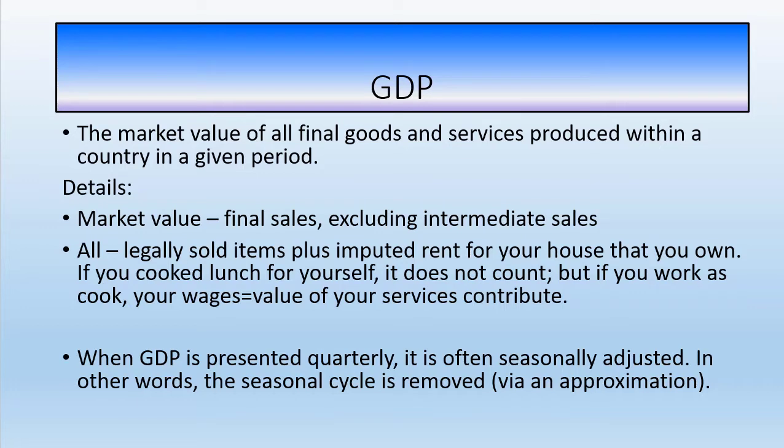And then we talk about the word all. It says all final goods and services. So we're talking about legally sold items, not illegally sold items, plus imputed rent for our house. If we own a house, we're not paying rent for it, but implicitly there's an expenditure for that. It's part of GDP. The government makes an attempt at computing rent for your house, even if you own it, because you're getting services from that. You made an investment, but you're getting some service from it each and every year as part of production. At least that's how the government accounts for it.